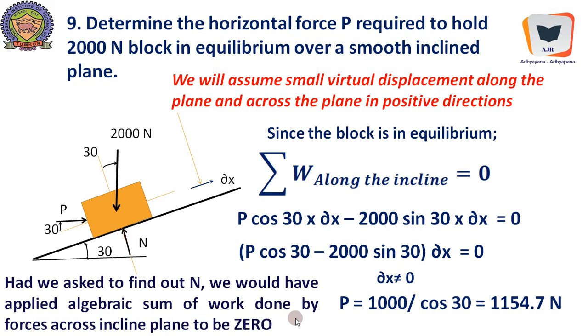Had we been asked to find out N, we would have applied the algebraic sum of work done by forces across the inclined plane to be 0, and we would have assumed a small virtual displacement perpendicular to the incline. We would have resolved all the forces perpendicular to the plane, giving due consideration for the positivity of the forces and their components. We would have computed the sum of the work done like this, equated it to 0, and found N.